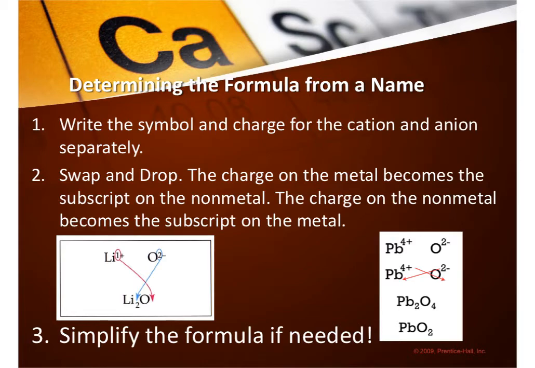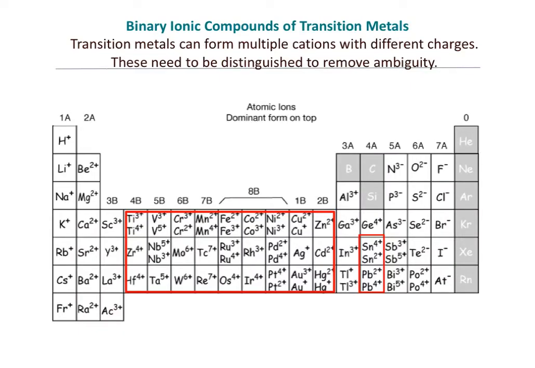This page just kind of formally lists what I said about swap and drop or crisscross. And I kind of like the lead oxide example here because that's something I can see most of you using the swap and drop method for. And this would be a perfect example where if you didn't simplify mathematically the subscripts, you would get it wrong. Notice that both of these subscripts can be divided by 2. So it can be simplified to PbO2. All right? So just make sure you remember to do that.